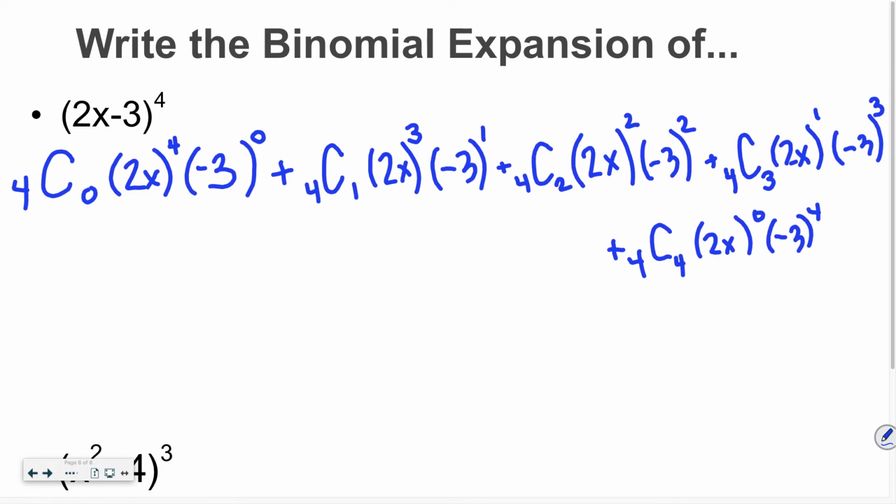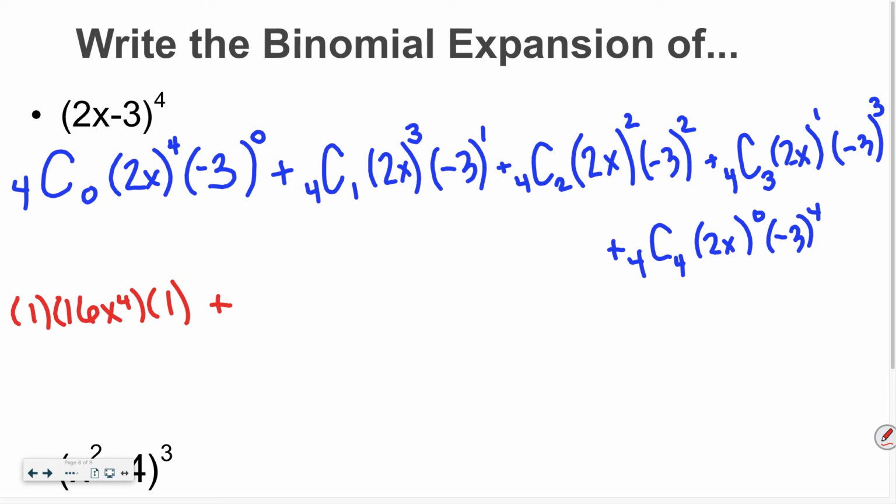So, right here, we need 4 combinations of 0. 1. 2x to the 4th. So, what's 2 to the 4th? And what's -3 to the 0? Okay. Now, I'm going to be kind of obnoxious, and I'm going to find each one of these individually, but I want you to really know where these numbers are coming from.